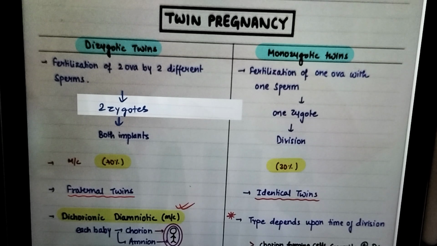Around 70% cases are dizygotic twins. In monozygotic twins, fertilization of one ovum occurs with one sperm. One zygote is formed and it undergoes division. This is the case in around 30% of twin pregnancies. Dizygotic twins are fraternal twins, whereas monozygotic are identical twins.